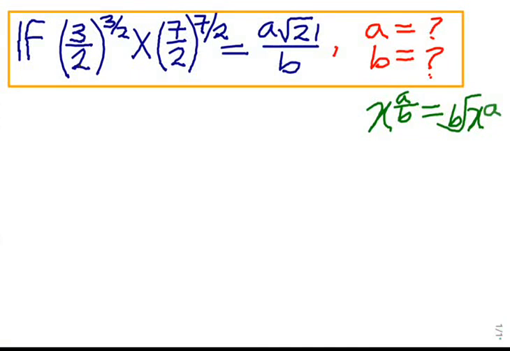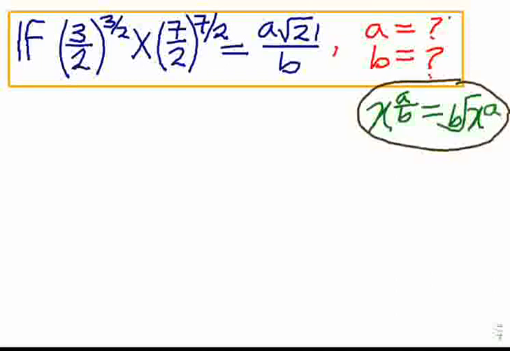In this video I am going to solve the question before us. We are told that the product of these two expressions is equal to a root 21 over b, and then we are asked to find the value of a and b, which are real numbers. In solving this question, the first thing I'm going to do is to apply this rule of indices.